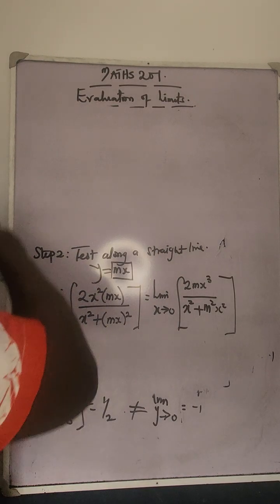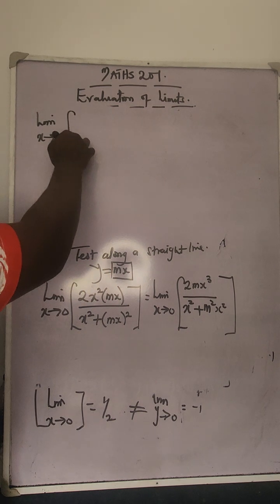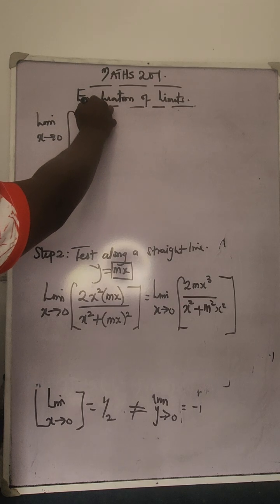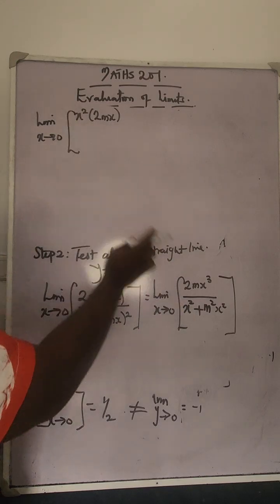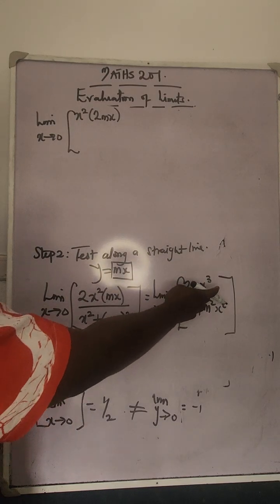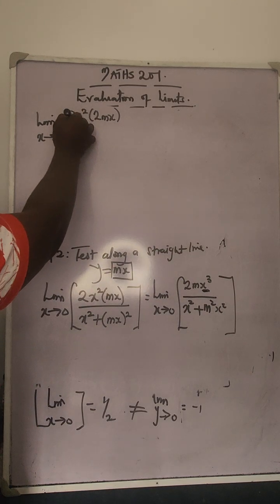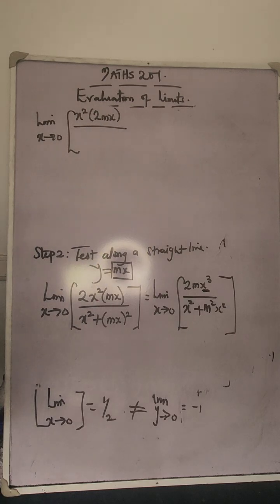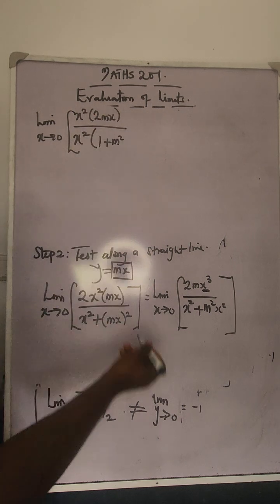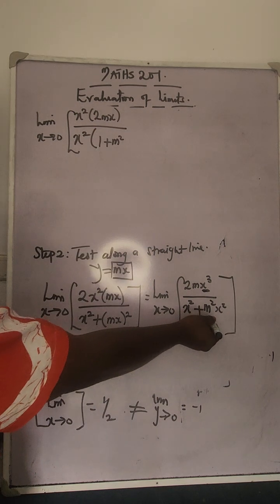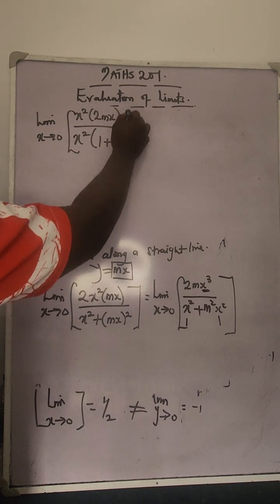So this will be the limit as x approaches 0 of the function x squared into brackets 2mx. I want to factorize so I can cancel out the denominator. So I'm factorizing this, bringing out x squared from here. If I bring out x squared, what will be left is x. So this is x squared into the bracket of 2mx, over x squared into the bracket of 1 plus m squared. Did you see that? You can also factorize here. What is common to both sides? x squared. Right? So what we have now is this.